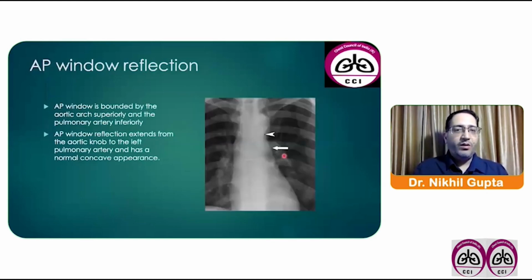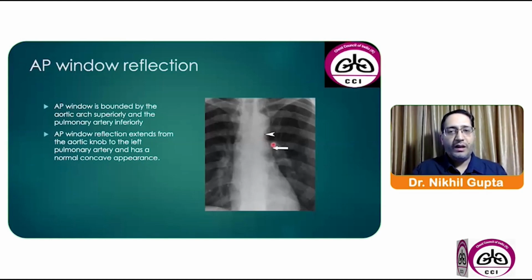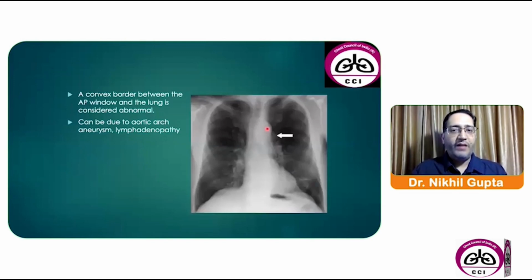Coming to the AP window reflection, or AP window. It is bounded by the aortic arch superiorly and the pulmonary artery inferiorly. The AP window reflection extends from the aortic knob to the left pulmonary artery and has a normal concave appearance, as seen here. So if there is a convex border in the AP window, it is considered abnormal. It can be due to aortic arch aneurysm or lymphadenopathy.